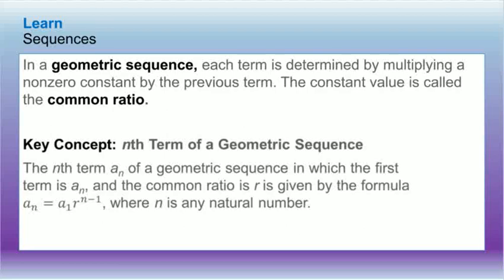One of the sequences we're focusing on today is the geometric sequence. For a geometric sequence, each term is determined by multiplying a non-zero constant by the previous term. We call that the common ratio. The nth term of a geometric sequence, where the first term is a subscript 1 and the common ratio is r, can be found by the formula a subscript n equals a subscript 1 times r raised to the n minus 1 power, where n is a natural number.